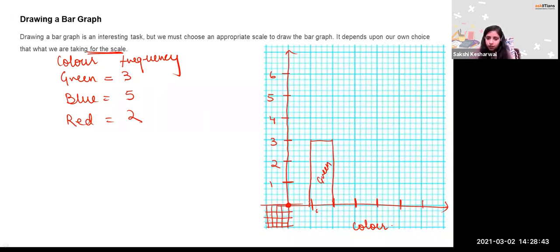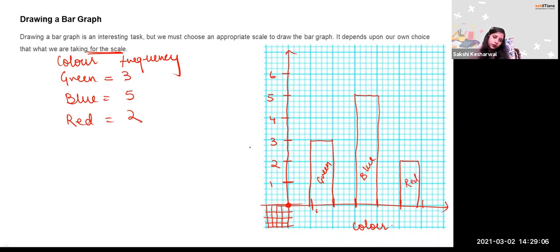So again, you leave 1 block of space and then you make a bar of 5. There's 5, right? So this is your blue. Now it says the red. Red is what? Again, you leave 1 space. Red is 2. So this is how it is made. This is your red. Red is 2.